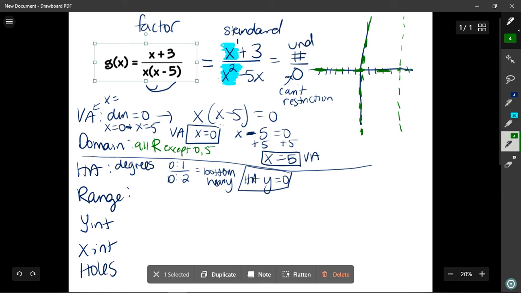You can barely see it just because it's on the y-axis or the x-axis. But those are my horizontal asymptotes, my only horizontal asymptote. All right, so that's the horizontal asymptote. These are my vertical asymptotes.